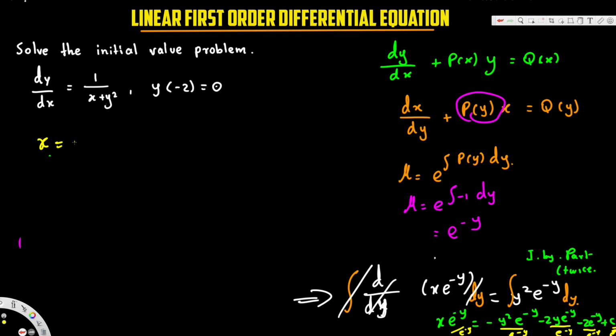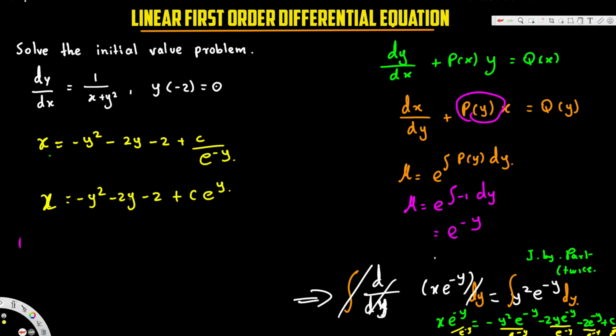On the other side, we will have negative y square minus 2y minus 2 plus constant divided by e power negative y. We can also move this e power negative y to the top, because if it's in the denominator, it's equivalent to e power y. So x is equal to minus y square minus 2y minus 2 plus c e power y. So this is the general solution for this differential equation.